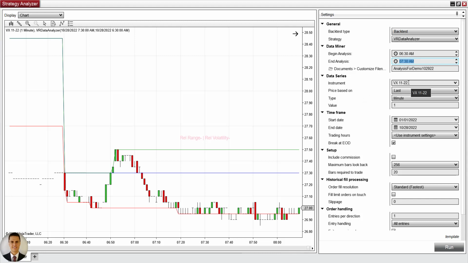Okay. So this is for the VIX. I'm going to run it for the whole year. Essentially, you can run it for as much data as you have. It needs to be on the 1 minute bar.